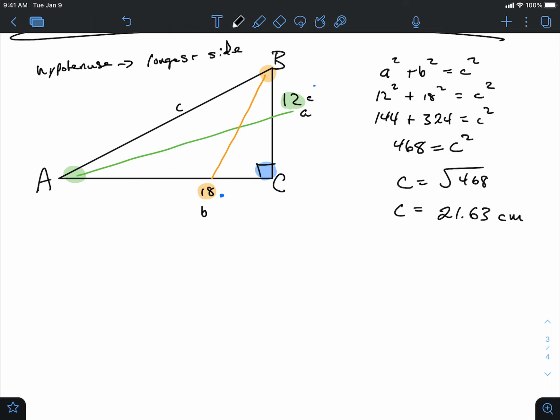Oh, sorry, these were all in centimeters as well. Sorry, I forgot that. Okay. So that's what C is. It's bigger than 18, so we're good. We haven't broken any triangle rules.